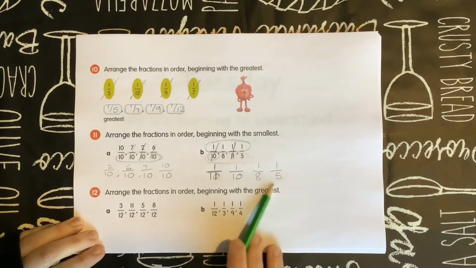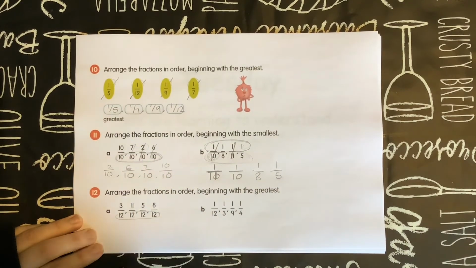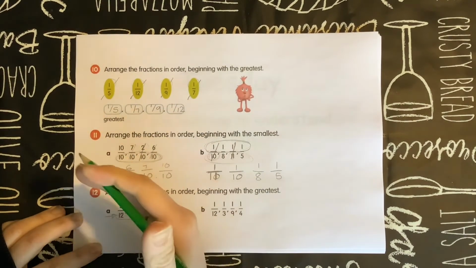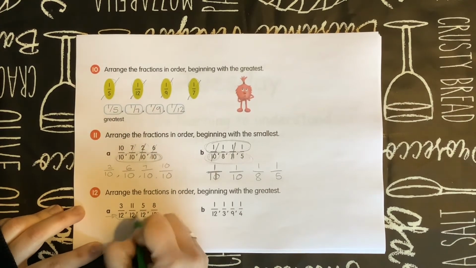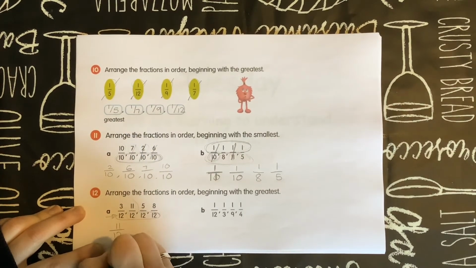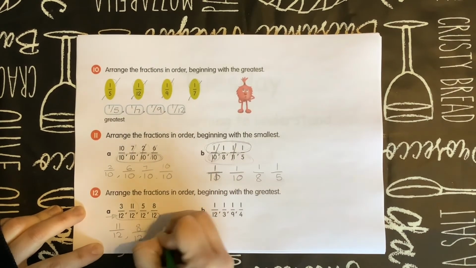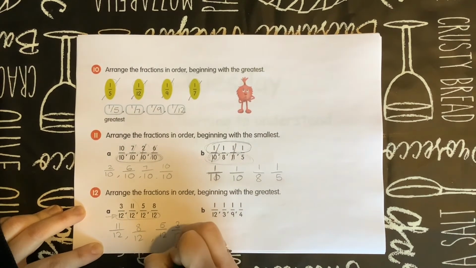Now this time we're starting with the greatest fraction. So these have all got the same denominator, so all of our cakes are the same size and have been cut into the same amount of pieces. So which one do I get the most pieces? Well, 11 out of the 12 pieces gives me the most. Then it would be 8 out of the 12 pieces. Then it would be 5 out of the 12 pieces. And then it would be 3 out of the 12 pieces.